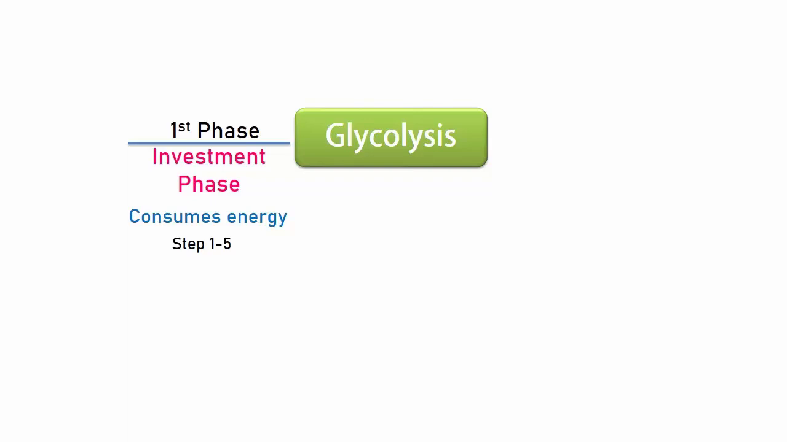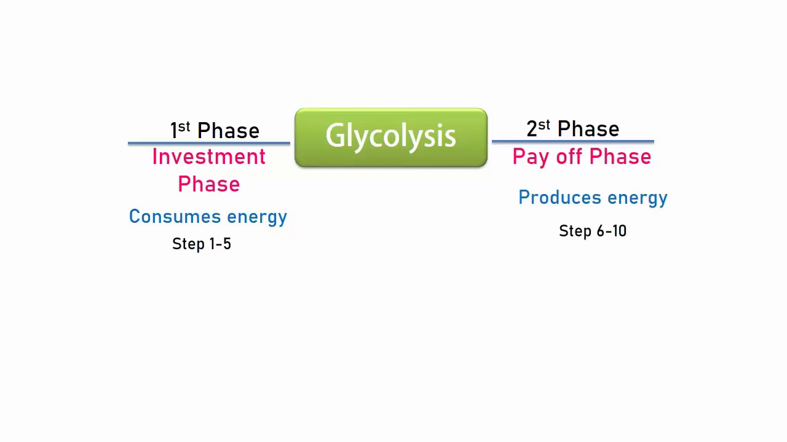The first phase of glycolysis is the investment phase. It consumes energy. This phase completes in steps 1 to 5. And the second phase is the payoff phase and it represents steps 6 to 10. Reactions which occur in this phase produce energy.